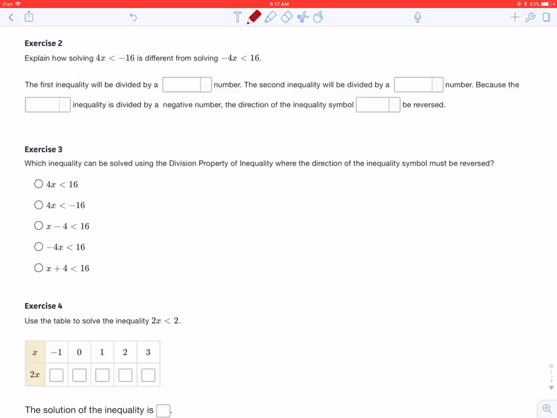Because the blank inequality is divided by a negative number, the direction of the inequality symbol blank be reversed. So what this is testing your knowledge on is whether you know what having a negative number attached to the variable does when we're trying to solve out these inequalities. So for this example, I'm going to do something very similar. I'm going to do 3x is less than 15 and negative 3x is less than 15.